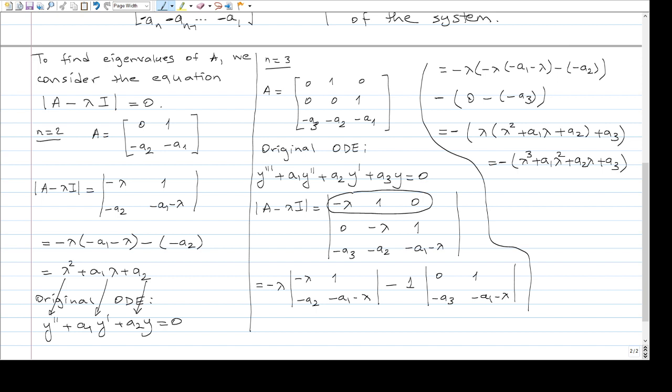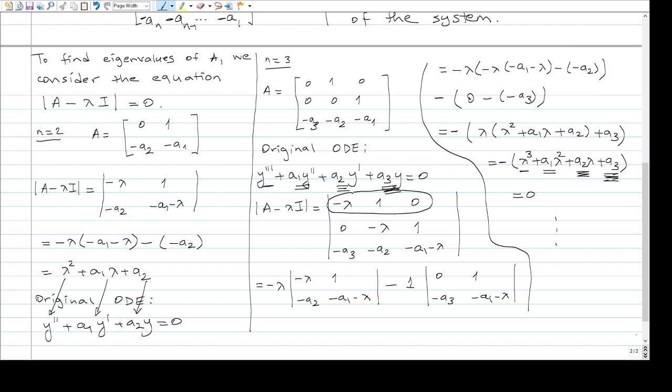So again, note the correspondence between the terms of the differential equation and the terms of the determinant. Okay, we have a minus sign, but since to find the eigenvalues we are going to set this equal to 0, the minus sign is not going to affect the solutions. Of course, this is not enough. We just looked at the cases n equals 2 and n equals 3. It looks like we have a correspondence between the coefficients of the differential equation and the coefficients of the determinant of A minus lambda I.